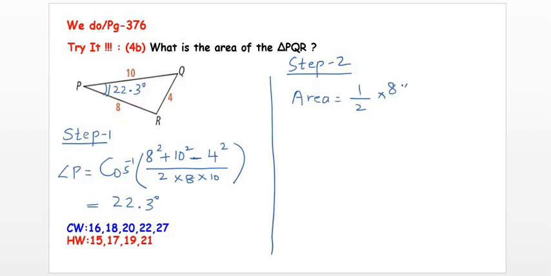So it's going to be 8 times 10 times sine 22.3, right? You will put all of it on the calculator and it will give you the answer 15.2, whatever the unit will be, you will square it, right? I hope it's clear for you.